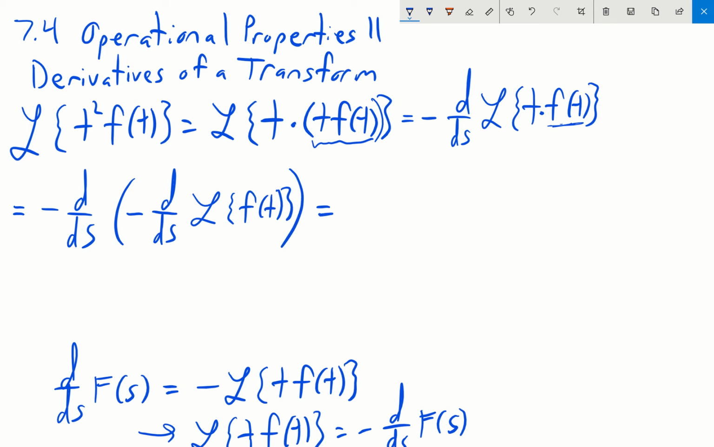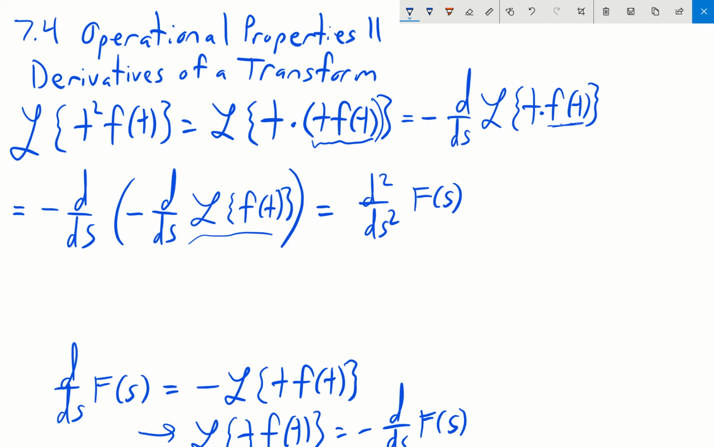And if we look at what we end up getting, first of all, a negative times a negative is a positive. This is the second derivative with respect to s, and L of f(t), that's what we simply call F(s). Okay. So start to notice a pattern here. When we have the Laplace transform of t times f(t), we get the negative of the derivative of F(s). When we take the Laplace transform of t squared f(t), we get the positive of the second derivative of F(s).